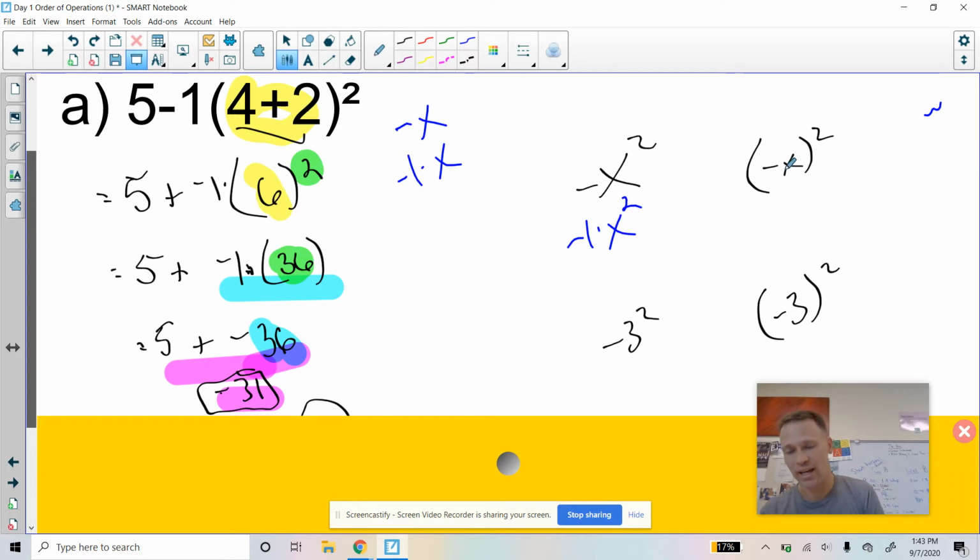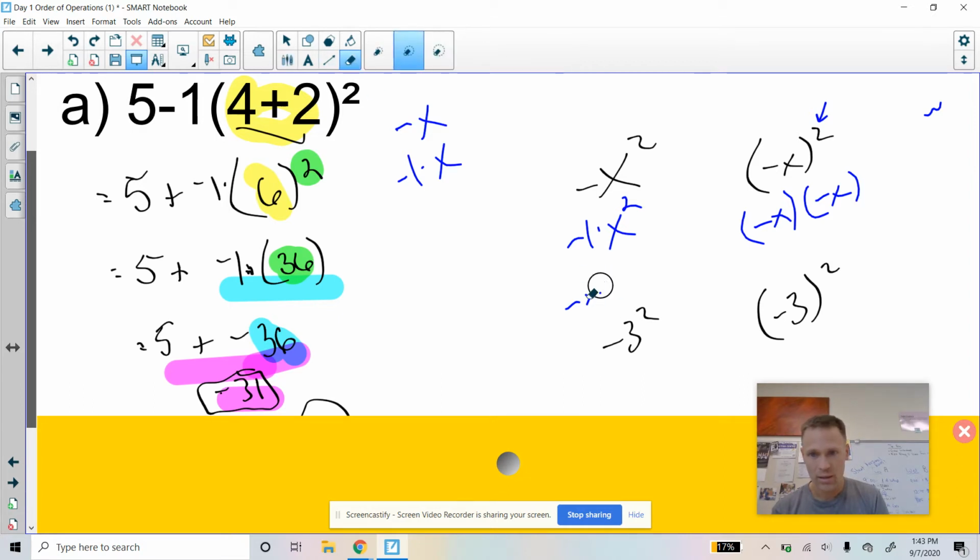However, in this case, this is telling me to take whatever is inside parentheses and square it, multiply it by itself. So this literally means -x times -x. And these two things are different because this is going to be a -x. Oh, sorry, let me get rid of that. This is going to end up being -1 times x. This is completely different than that, okay?